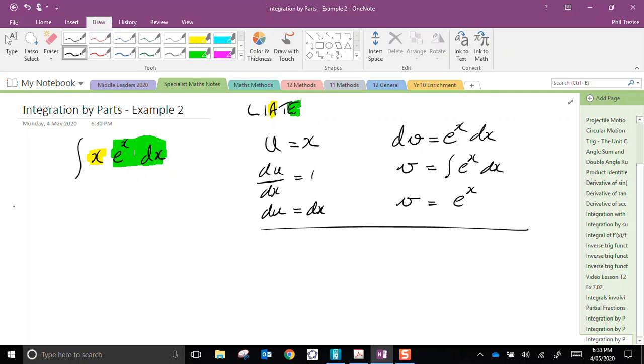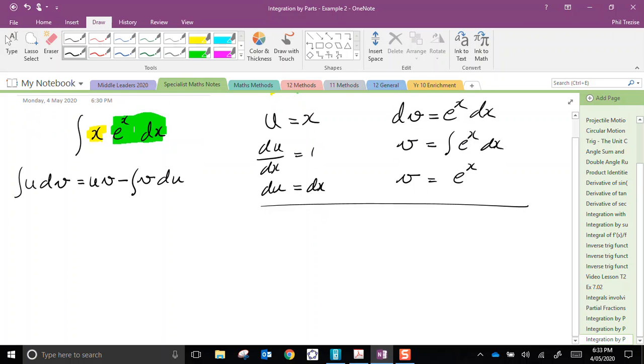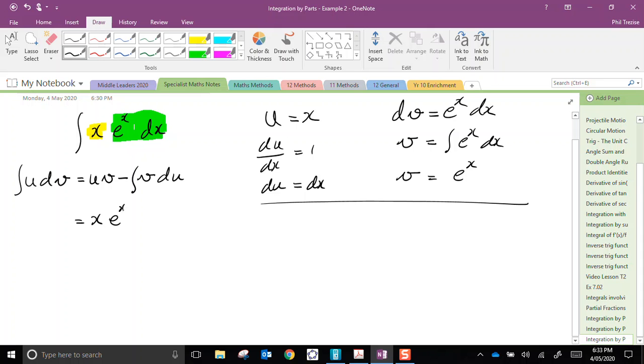So writing our formula, the integral of u dv equals uv minus the integral of v du. And we've defined x was this and so forth. So u is x, v from over here is e to the x, minus the integral of v, that's e to the x, du, well that is dx.